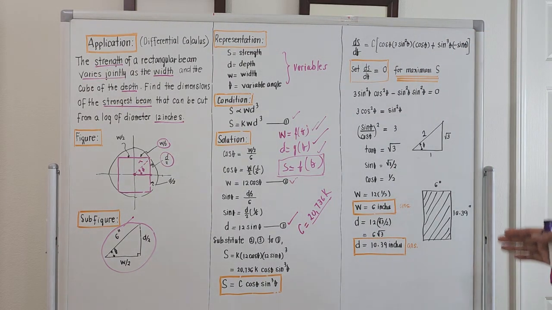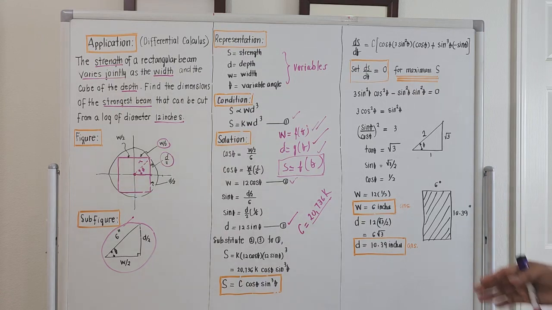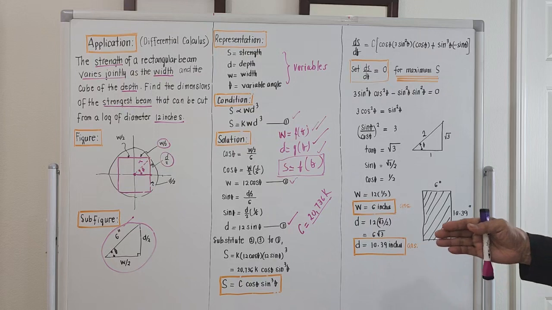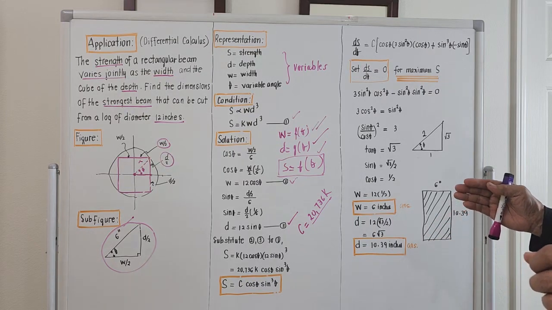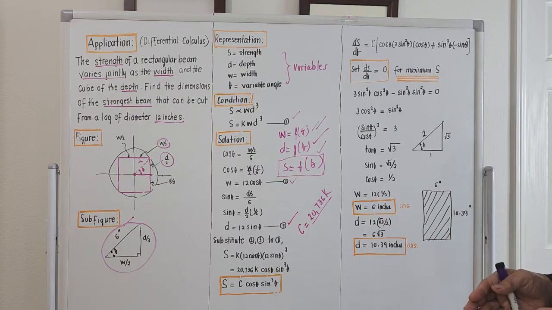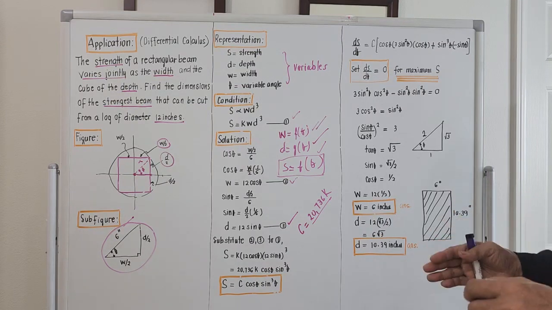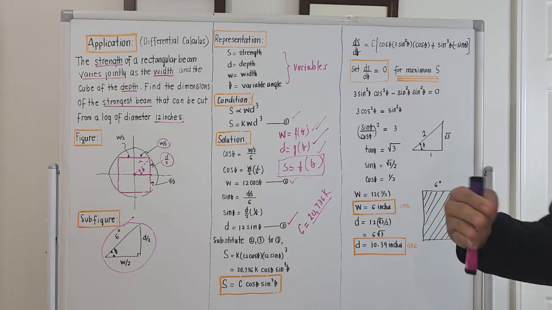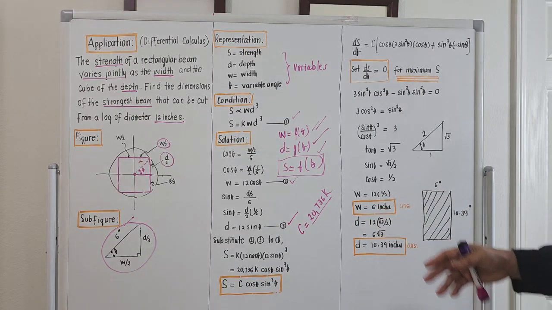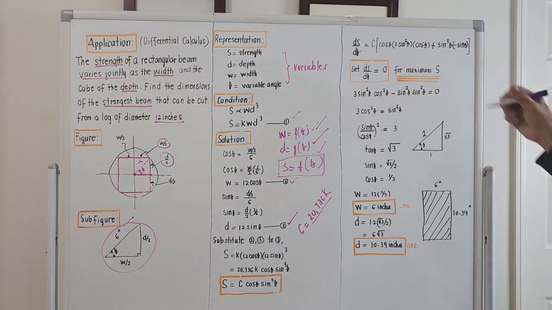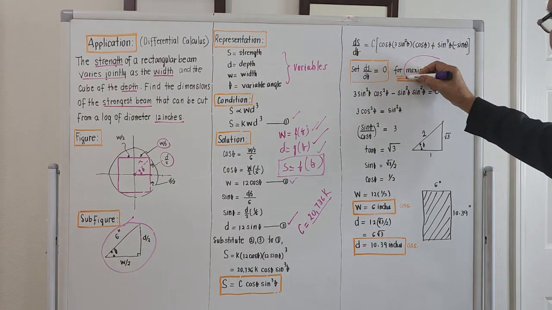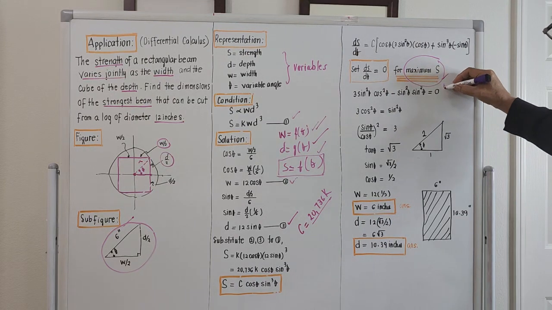And under maxima and minima, for maximum strength, that's why this is now an application of differential calculus. Without knowing differential calculus, we do not know how strong that beam will be. So by using differential calculus, we will set dS over d theta equal to 0 for maximum S. Maximum S meaning strongest.